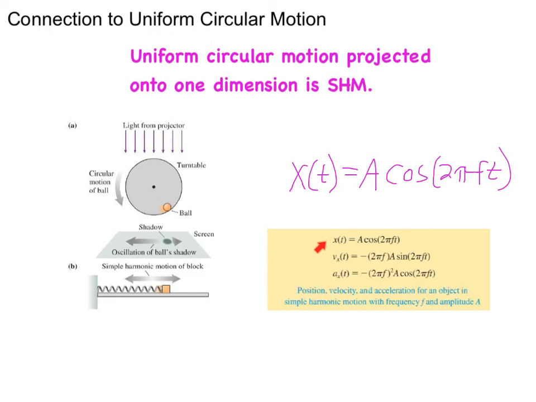A more detailed look at simple harmonic motion can show us that we can find not only the position but also the velocity and acceleration for an object in simple harmonic motion if we know the amplitude and the frequency. Then we can completely specify that motion. But what you're going to need to be primarily concerned with is the position, and being able to connect it to uniform circular motion as well.